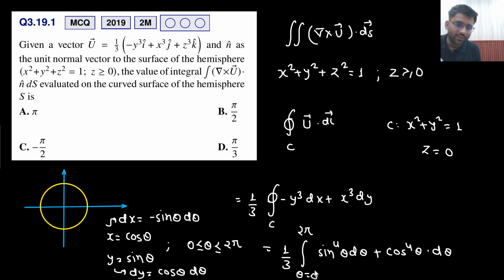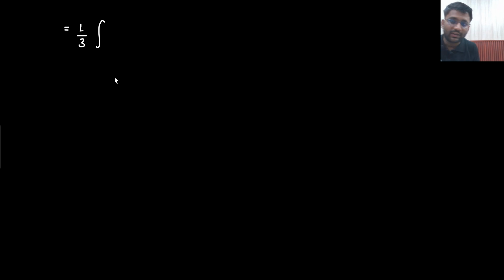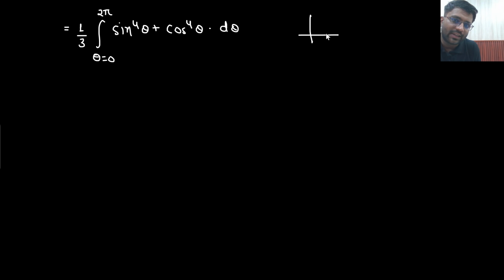So, how to solve this integration? My target is to solve 1 by 3, integral from 0 to 2 pi, sin to the power 4 theta, cos to the power 4 theta, d theta. If you draw both of the graphs, this is the graph of cos to the power 4 theta, and this will be the graph of sin to the power 4 theta from 0 to 2 pi.